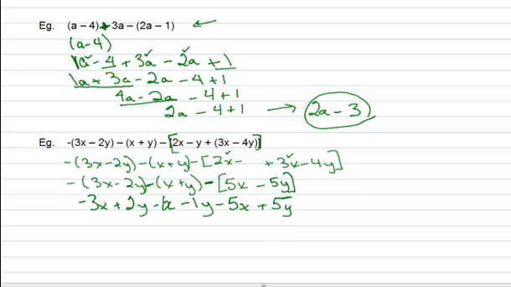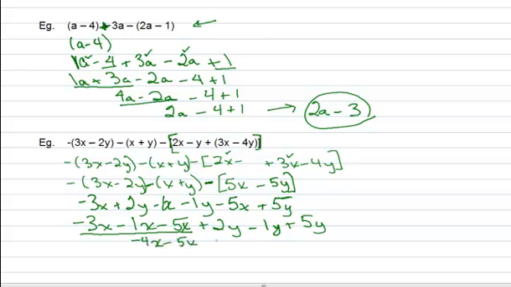And now I'm going to rewrite this so all my like stuff is together. So I got my x's and my y's. So I've got negative 3x, negative 1x, and negative 5x. So you can do this all together if you want, or you can do it in a couple steps. These are all the same also. And then of course combine those, negative 9x.